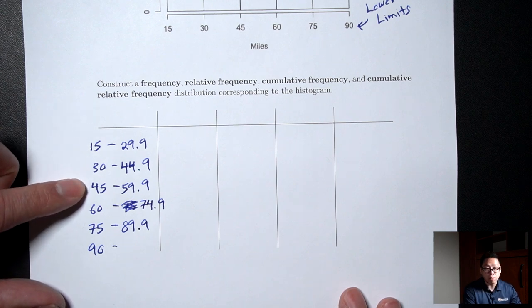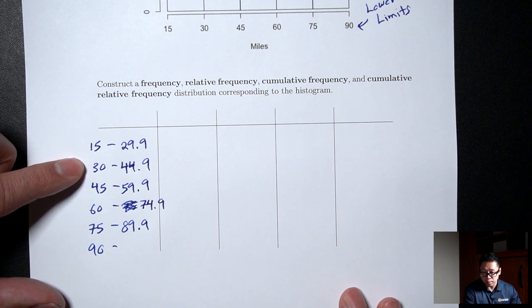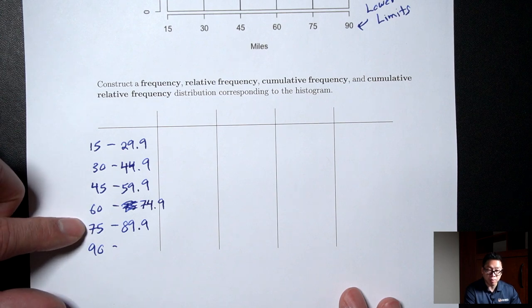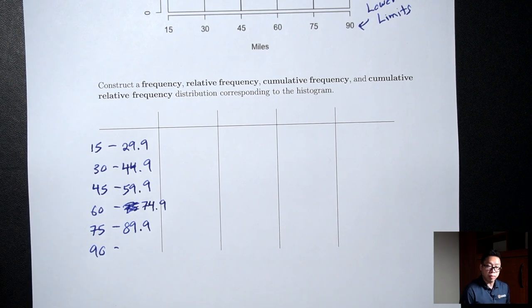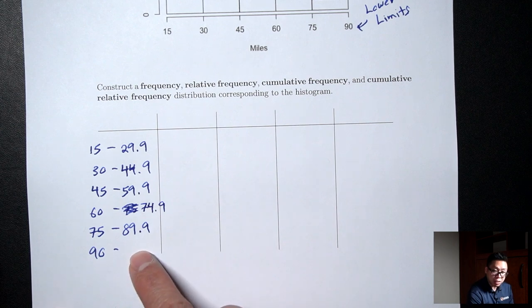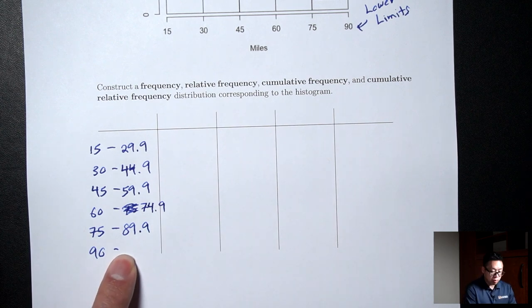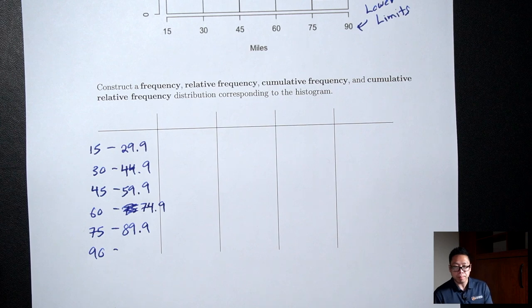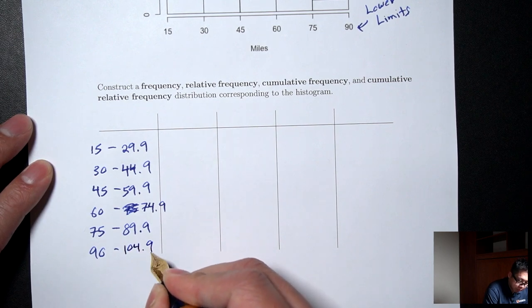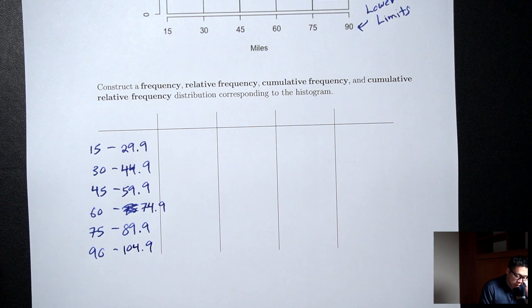From 30 to 45, that's going up by how much? So subtract 45 minus 30, that's also 15. Okay, 45 to 60, that's also 15. 60 to 75, that's also 15. So my lowers are all going up by 15. That means the class width is 15. That means my uppers should also go up by 15, okay? So to find this last one, we're gonna go up by 15. So 89.9 plus 15. 104.9.